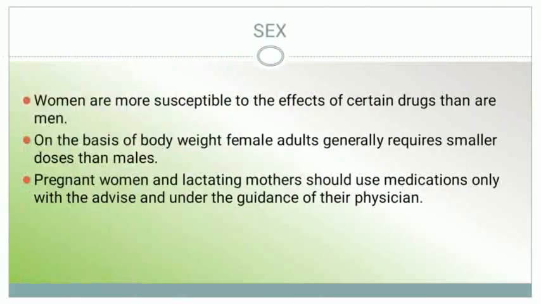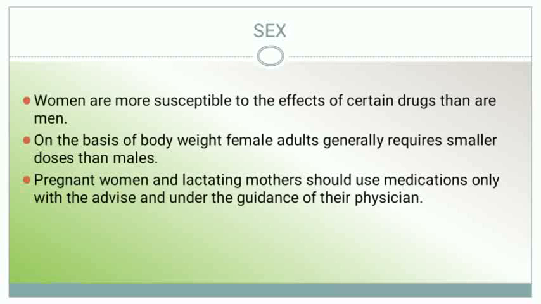So, body weight has an important role to play in the quantity of dose to be administered. Now moving to the next one, that is sex. Sex, either male or female, affects the dose of a drug because of differences in weight, physique, and certain psychological phenomena. Generally, a female requires 0.85% of the drug that is needed by a male. Women are more susceptible to the effects of certain drugs than men. On the basis of body weight, female adults generally require a smaller dose, as already said, around 0.85%.